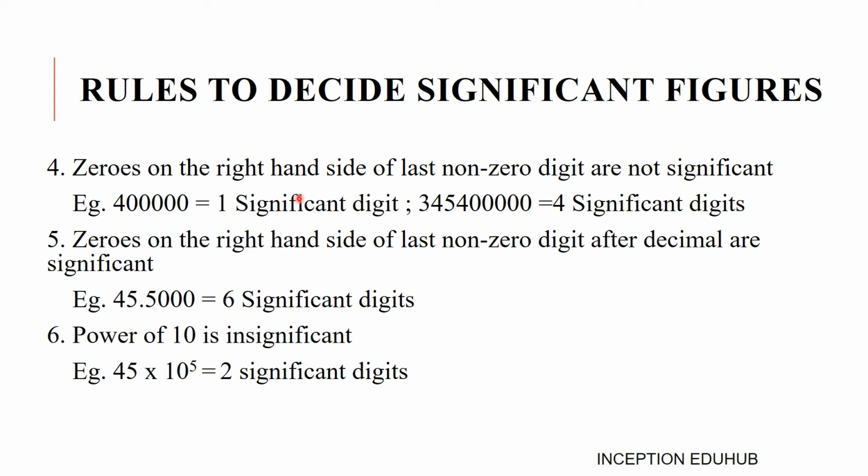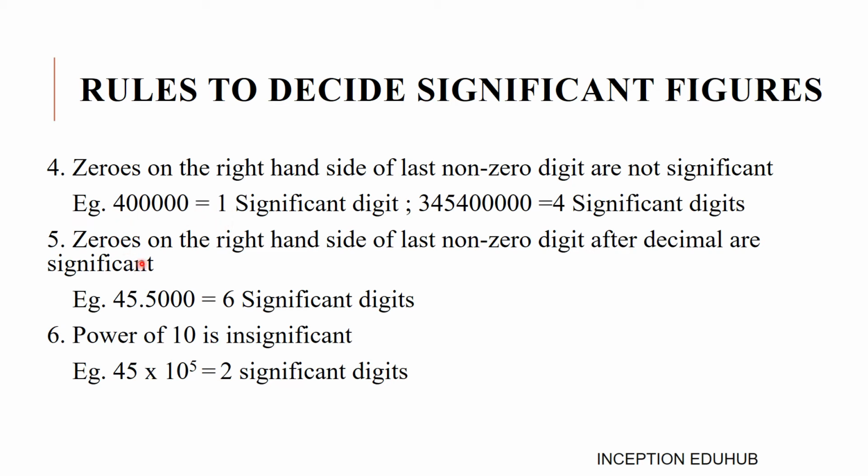So as big as a number is, we are only going to count till the last non-zero digit. That's what is going to fetch us the number of significant digits in that number. So for example, 100 will be having only one significant digit, so will be for this number. So 4 followed by 5 zeros will also be having one significant digit.